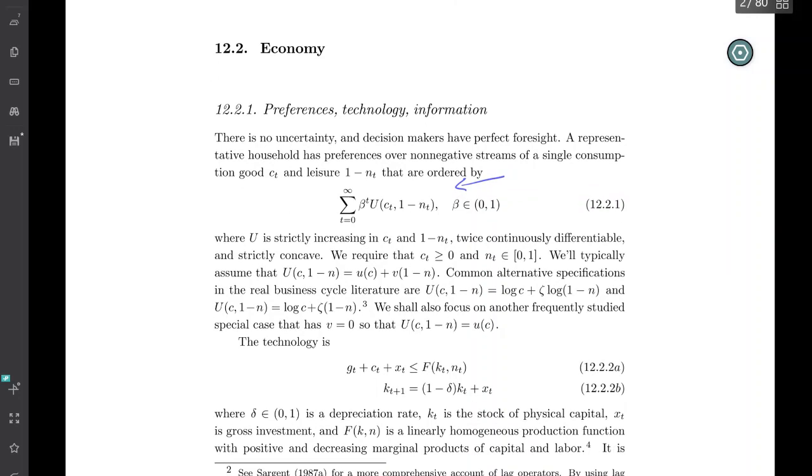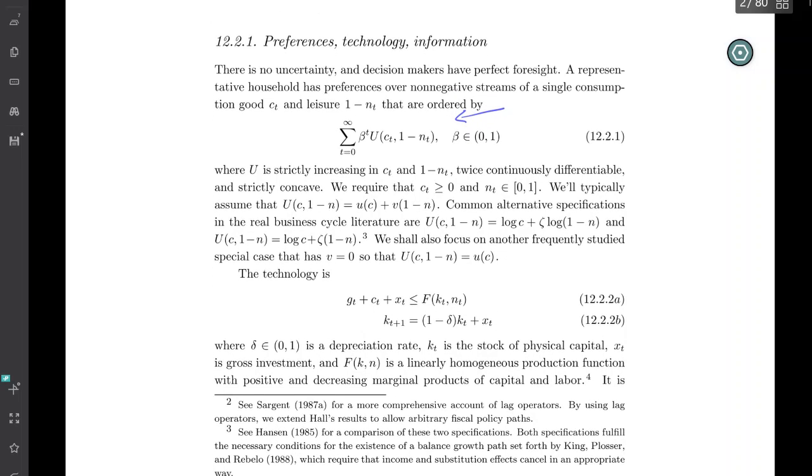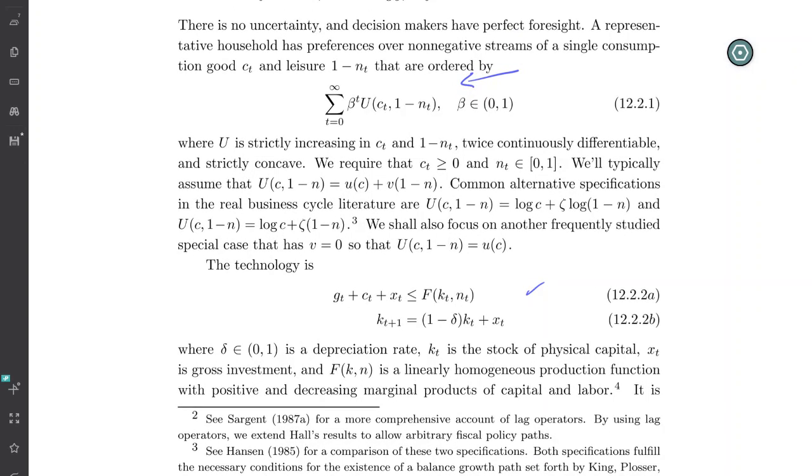So there's some common specifications of utility functions, and we're going to use some of them. Technology is going to look like this. There's going to be a neoclassical production function, f of k, n, that is linearly homogeneous. And Cass-Koopmans would say that consumption plus investment is less than or equal to output. Capital accumulates according to this law of motion.